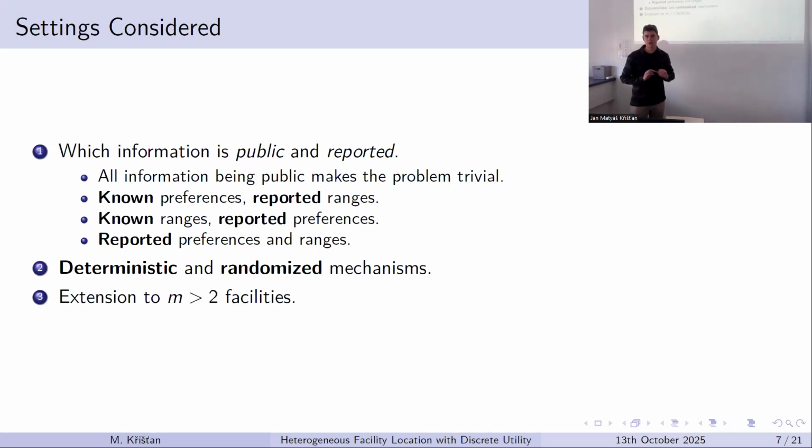So we will consider several settings. As I said, the setting where all information is public, that's trivial. And then there are three remaining possibilities. The preferences and ranges can be either known, guaranteed to be true, or reported by the agent. So we consider all the three remaining cases. We also distinguish between deterministic and randomized mechanisms, and we also consider the case where we have more than two facilities.